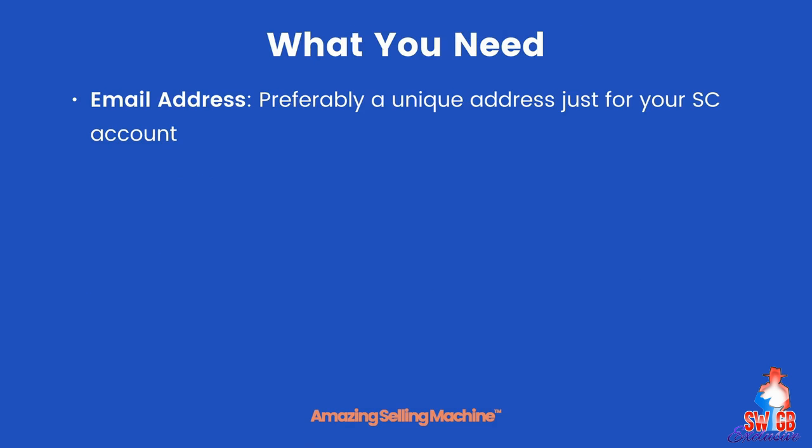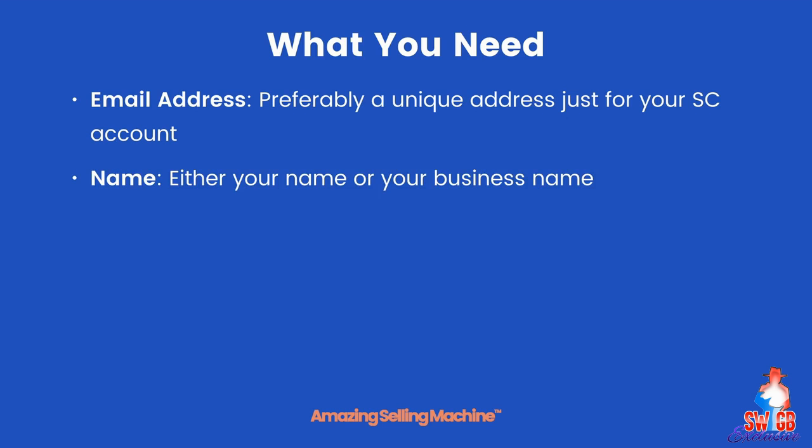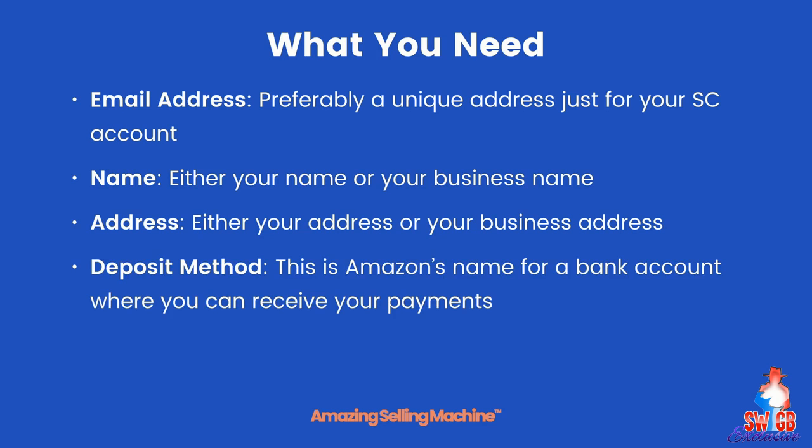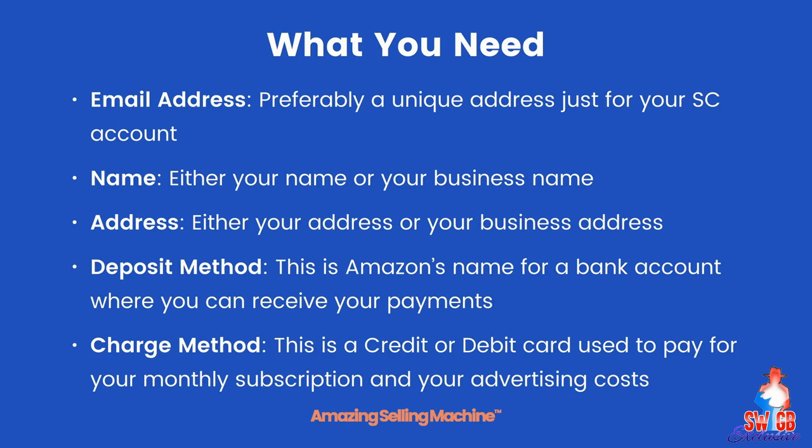So what do you need? The first thing you need is an email address, and preferably a unique address just for your Seller Central account. Then your name, and either your name or your business name. The address, again, it's either your address or your business address if you've set one up. Now the deposit method. This is Amazon's name for a bank account essentially, where you can receive your payments. Lastly, the charge method. This is a credit or debit card used to pay for your monthly subscription and your advertising costs. It's worth noting once you get started, the monthly charge will actually come out of your sales.